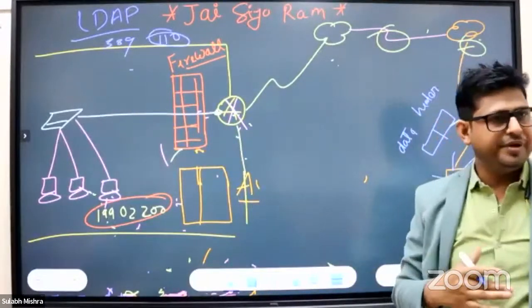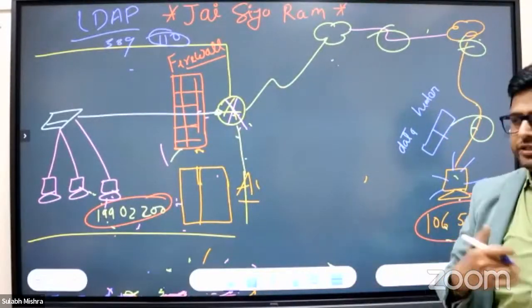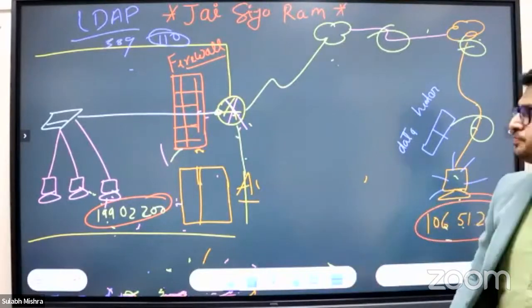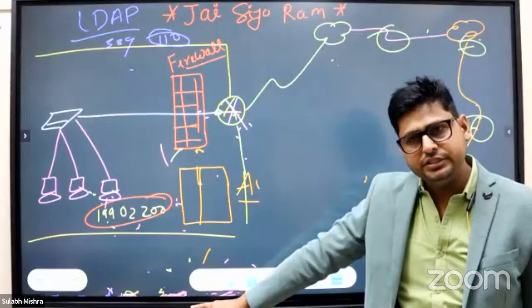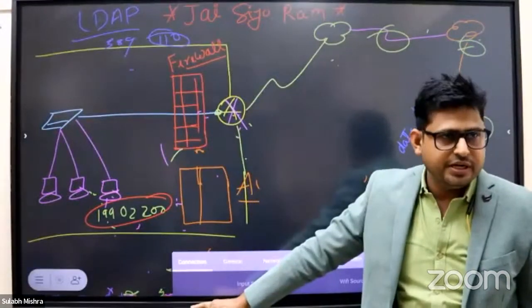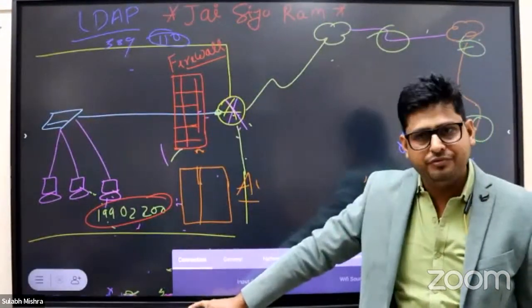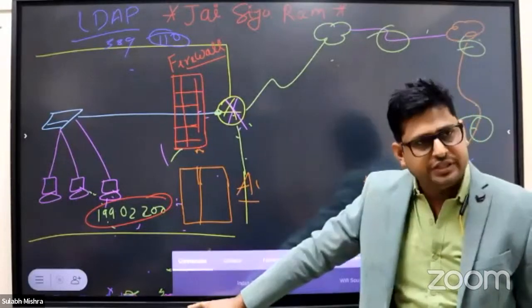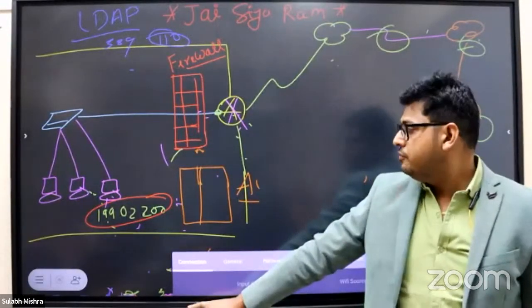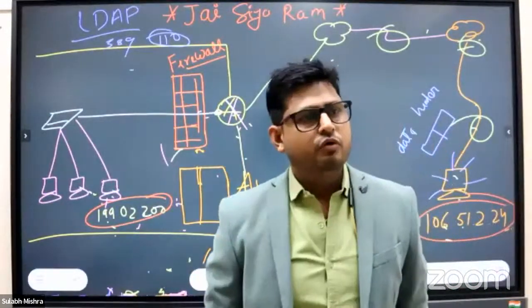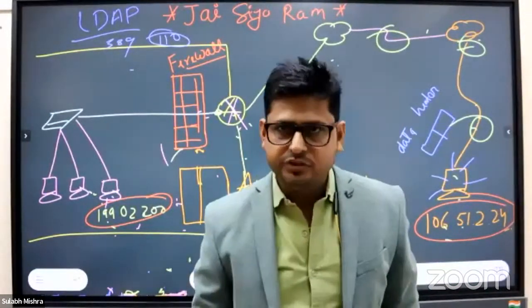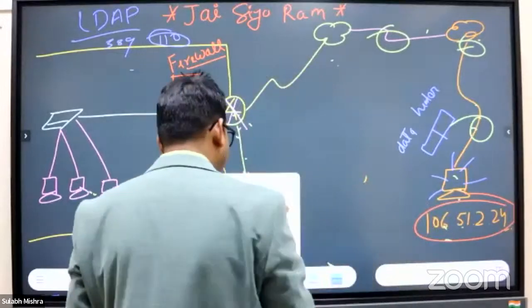So inbound and outbound both, it filters out, right? There are multiple firewall vendors. Firewall is a technology, like your bike is a technology. There are multiple vendors, multiple companies who develop and manufacture the bike. Yes or no? Similarly, firewall is the technology, and there are multiple vendors who develop the firewall. Yes or no? What are some of the famous vendors?